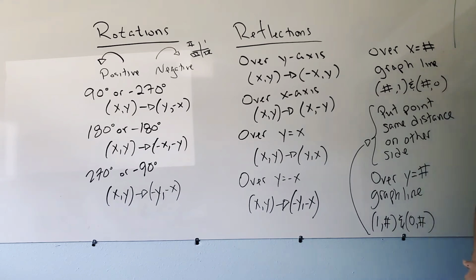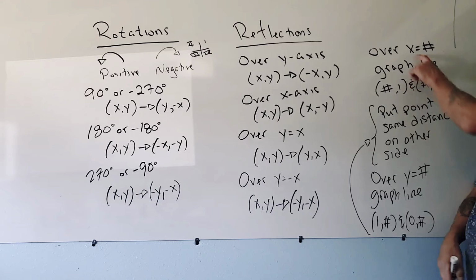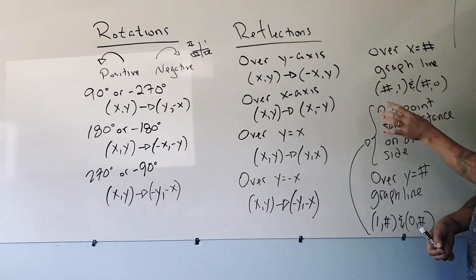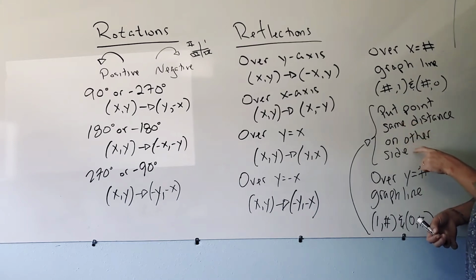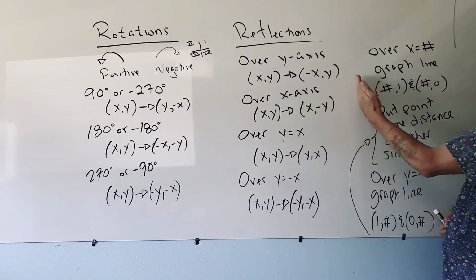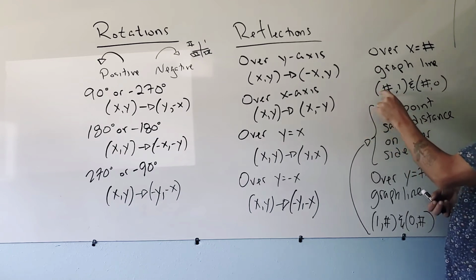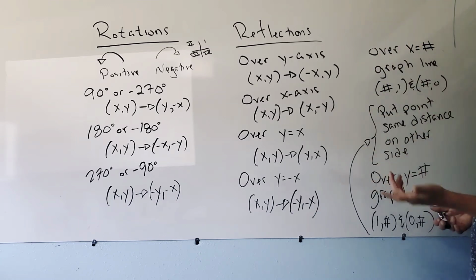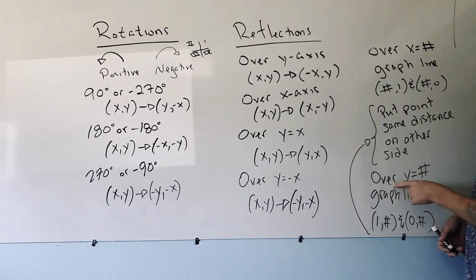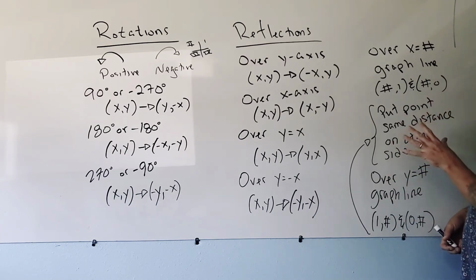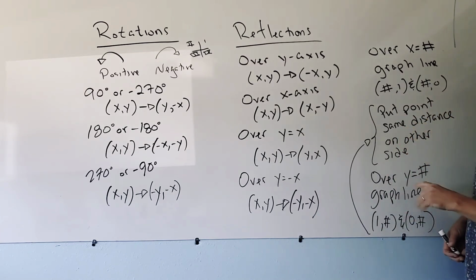And the last lesson of the week was reflecting over a one-variable equation. So if I'm reflecting over x equals a number, I make my 2 ordered pairs graph that line. I put the point the same distance on the other side of that line. However far away I am from the vertical line, I move to the other side that far. That's how I reflect over an x equals. Same idea for a y equals line. Again, I graph the line using these ordered pairs, and I put the point the same distance on the other side of that line.